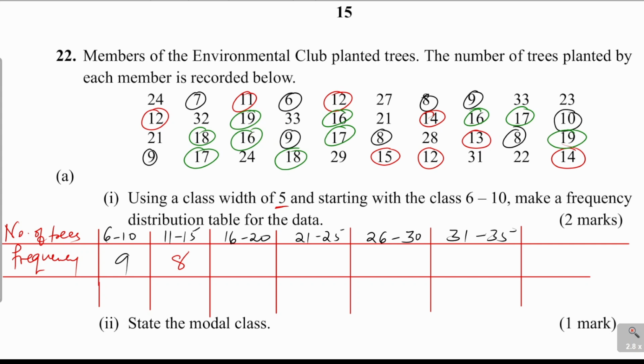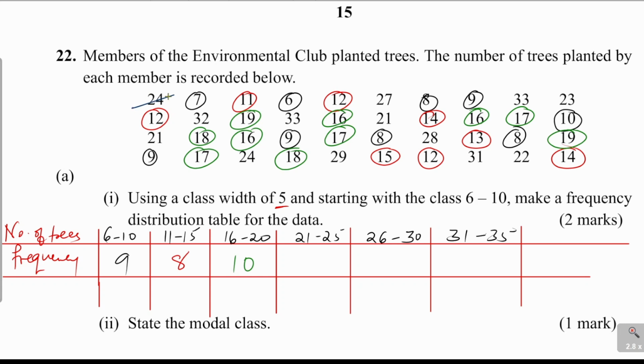Yeah, I think I've identified all of them in green. 1, 2, so we have 1, 2, 3, 4, 5, 6, 7, 8, 9. There are 10. Then 21 to 25.